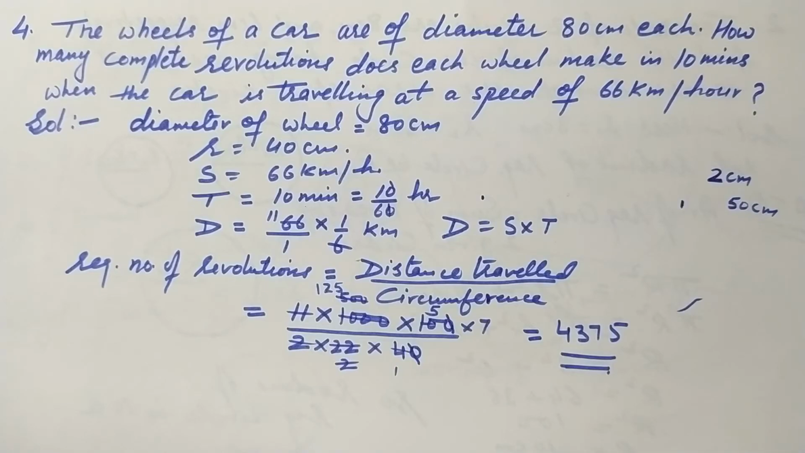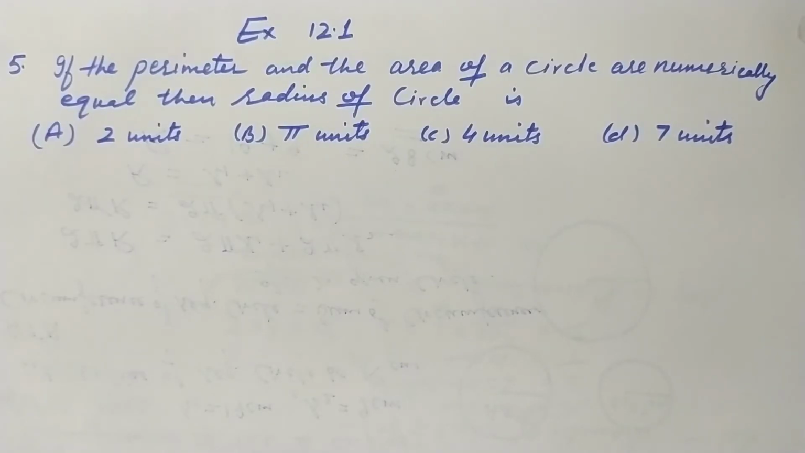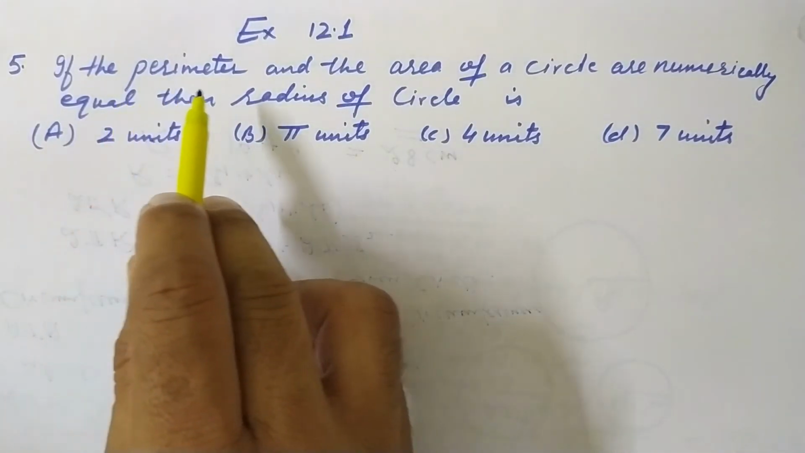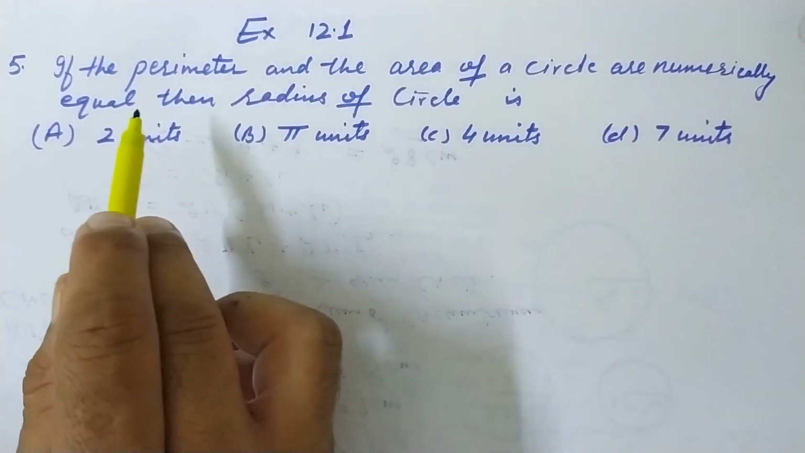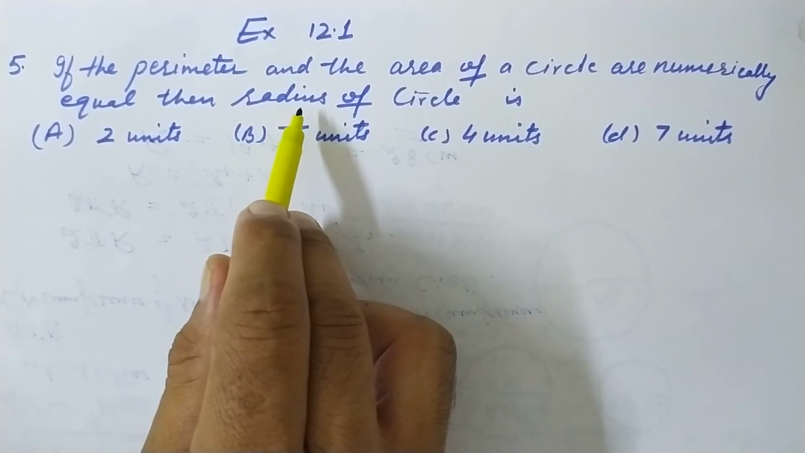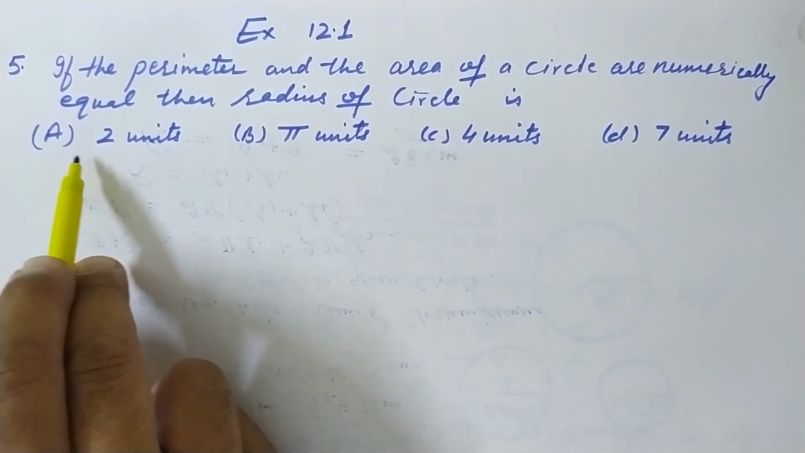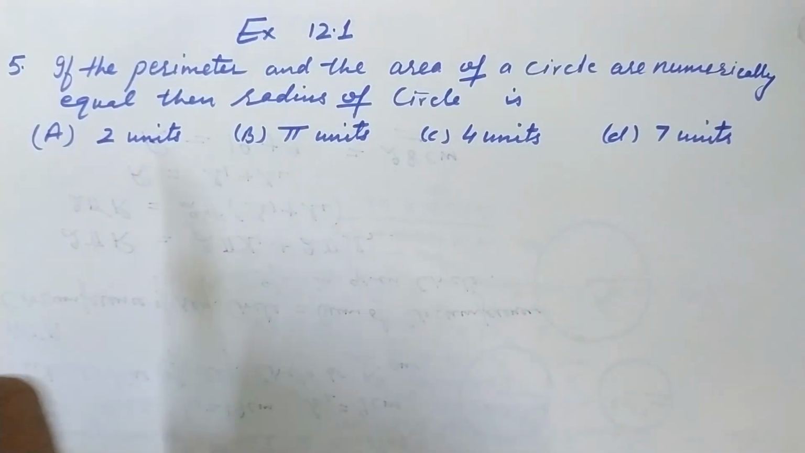So let's do the next question. Fifth question is, if the perimeter and the area of a circle are numerically equal, then the radius of the circle is, we have given 4 options. So let's see which is the correct option.